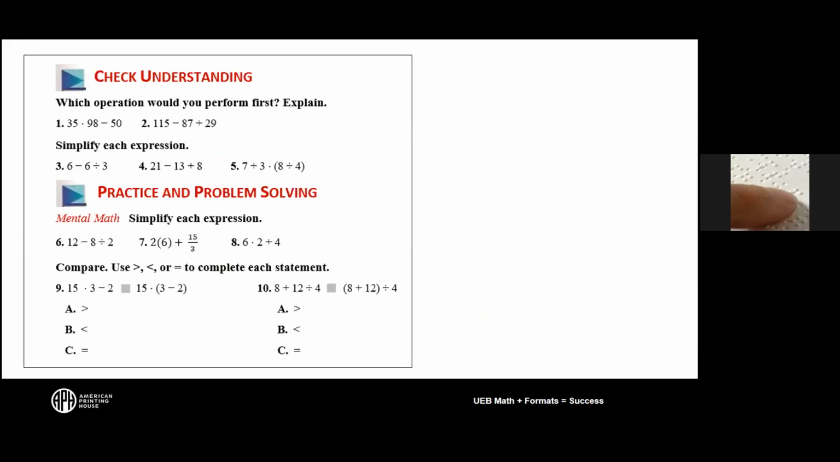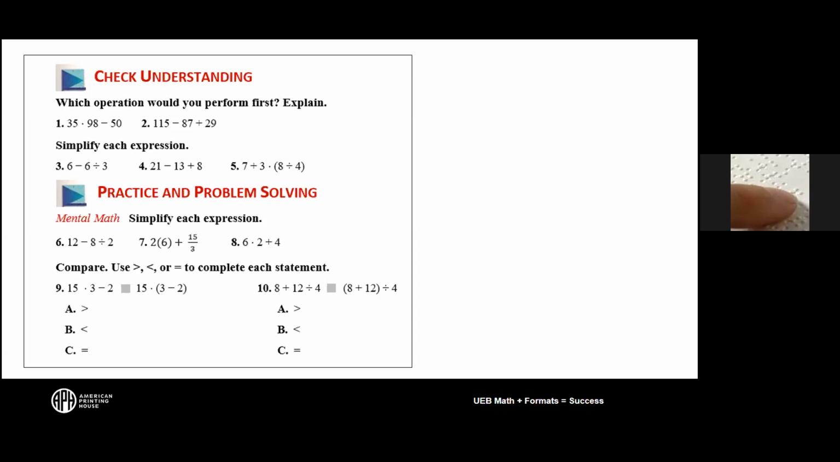So here's a potential print example. We've got check understanding. Which operation would you perform first? Explain. Ooh, and that's all in bold. And then we have a couple of items. 1 is 35 times 98 minus 50. 2 is 115 minus 87 plus 29. Then another chunk of bold material that says simplify each expression and is followed by the itemized material, or the items 3, 4, and 5, each of which is a series of mathematical operations.